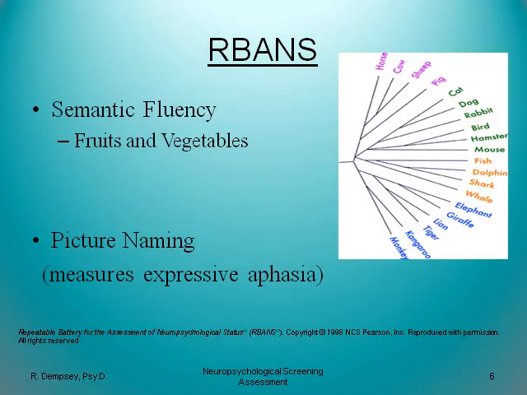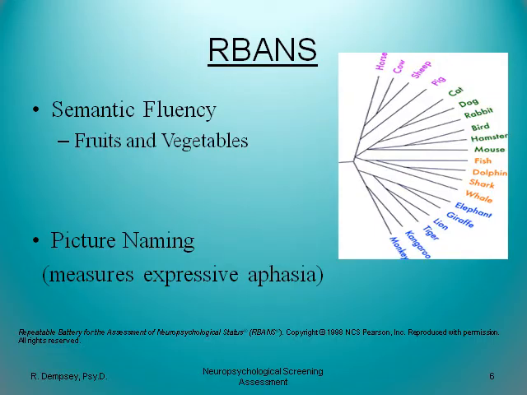Go. Rose, tulip, pine tree, palm tree, oak tree, carnation, daisies. Keep on going. You still got time. Tulips. Okay. Good job. All right. So we saw he had 2 perseverations.